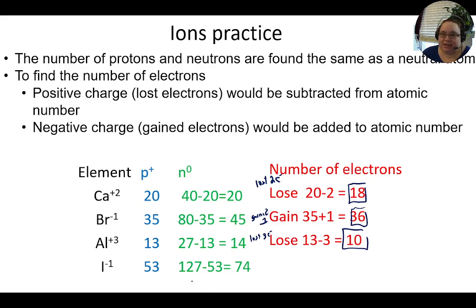And last but not least, I've got iodine, negative 1. Well, iodine normally has 53 electrons. That negative 1 means it has gone out and gained 1 electron. Therefore, it has 54 electrons. So that is our ions. In terms of having to determine the number of subatomic particles, I would say that they're probably the trickiest. And you want to make certain you take your time and ask yourself, am I gaining electrons or am I losing electrons?